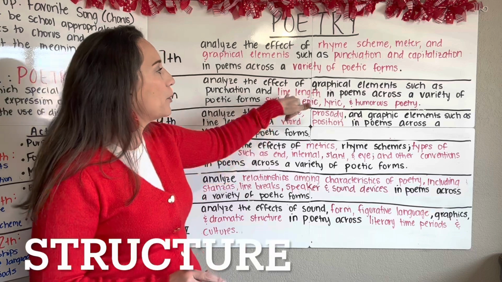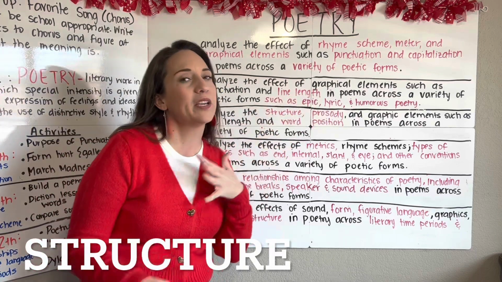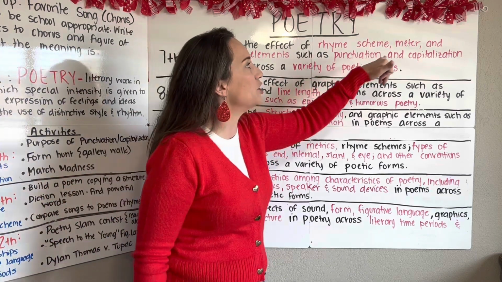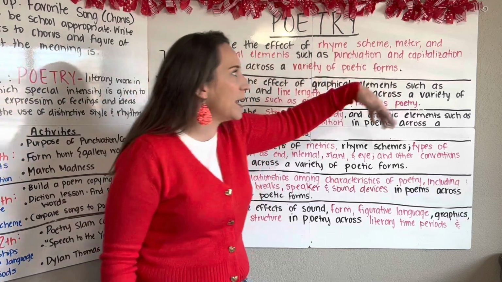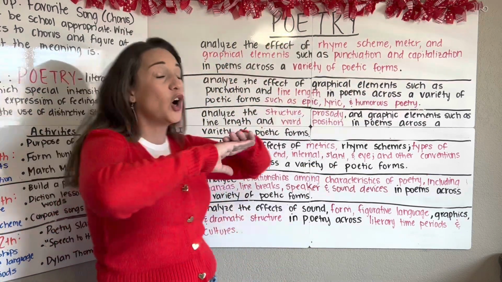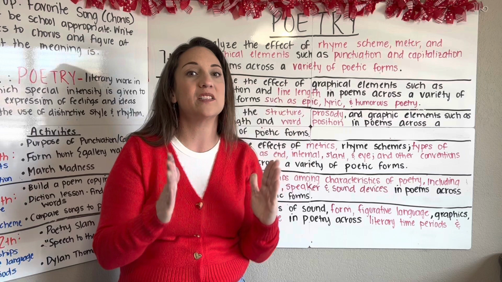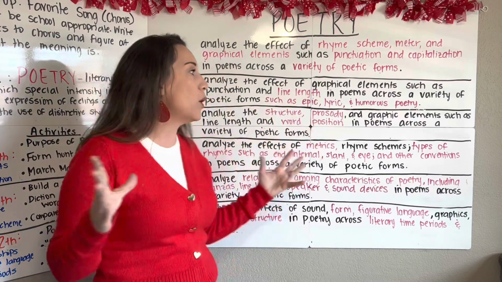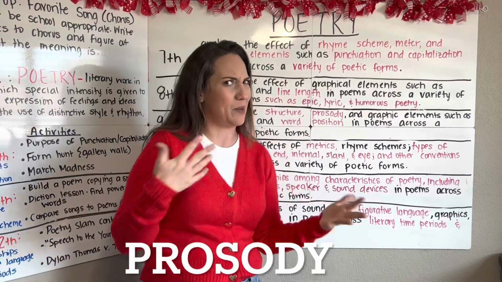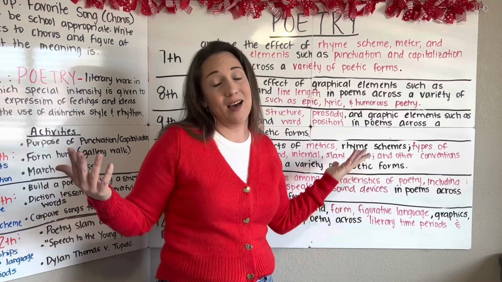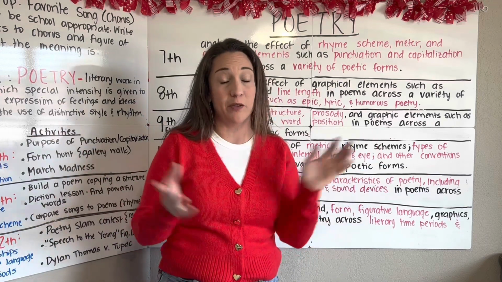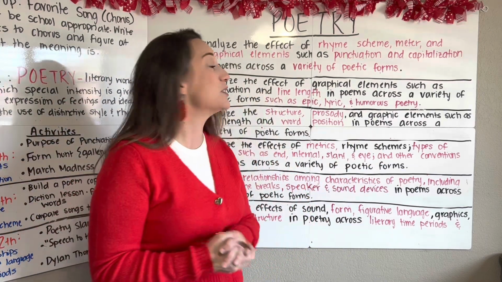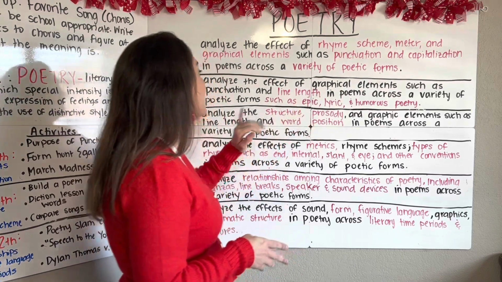Focus on structure. We brought in line length, but now we want to look at all of it. Maybe we're looking at punctuation and capitalization and the rhyme scheme and the meter. We're putting it all together to see how these poets structure their overall poem. Prosody, I mean, how do you want to say that one? I don't know. Shakespeare said words however he wanted to, so I'm going to as well.